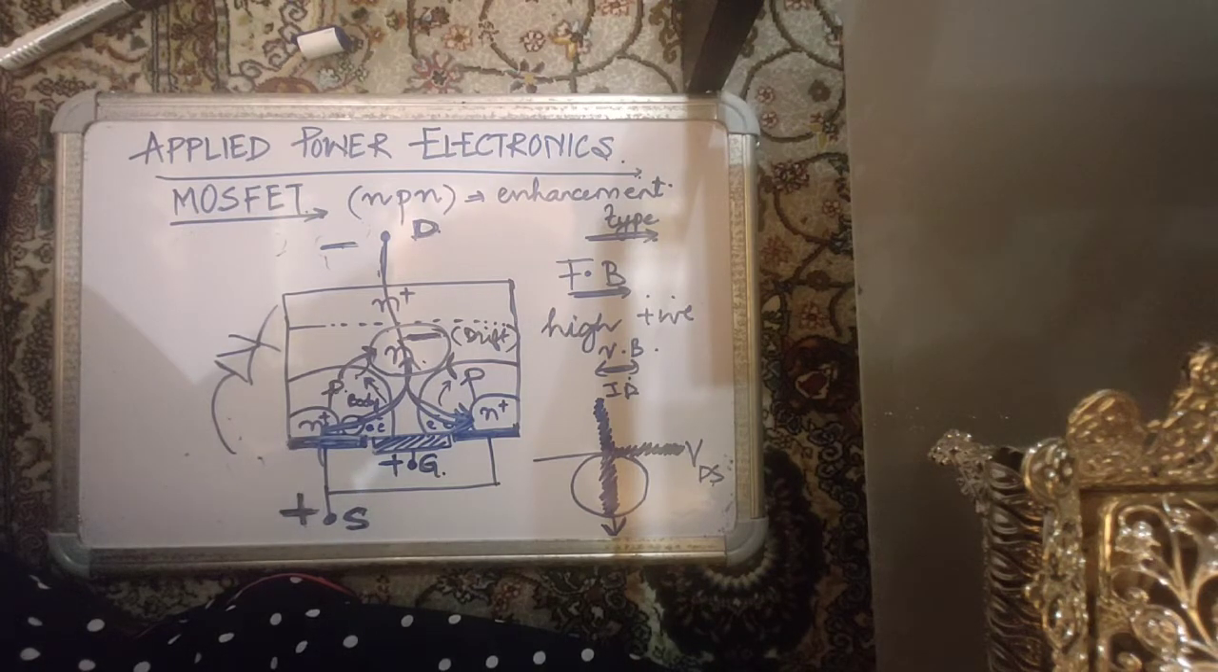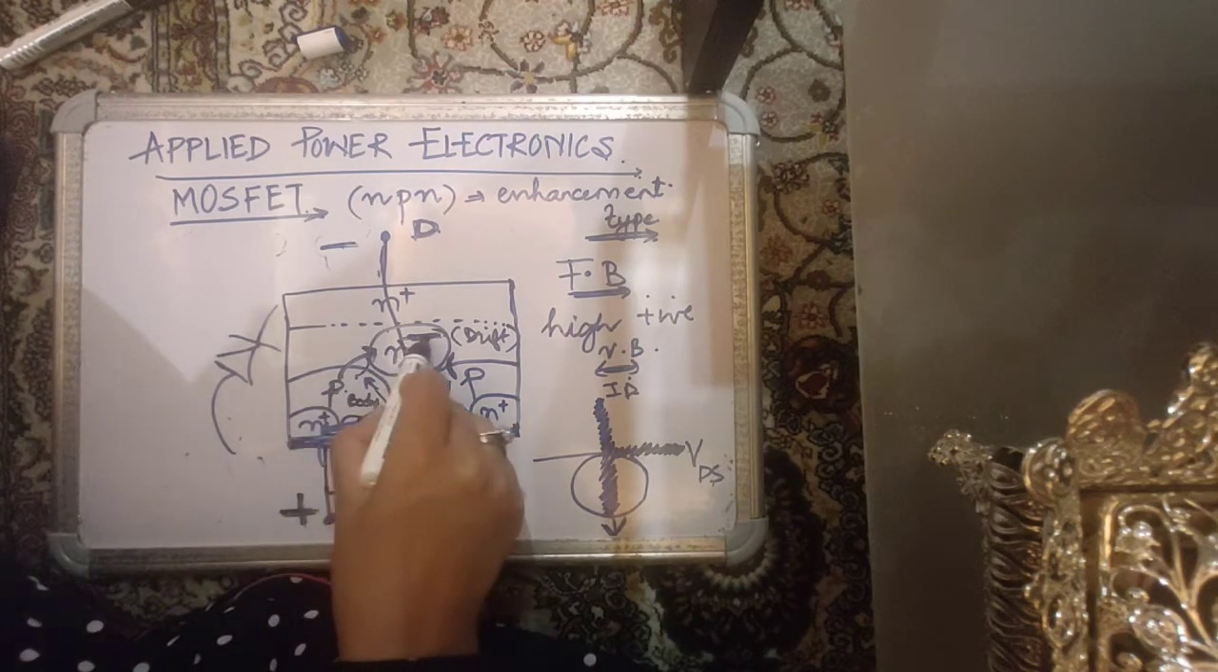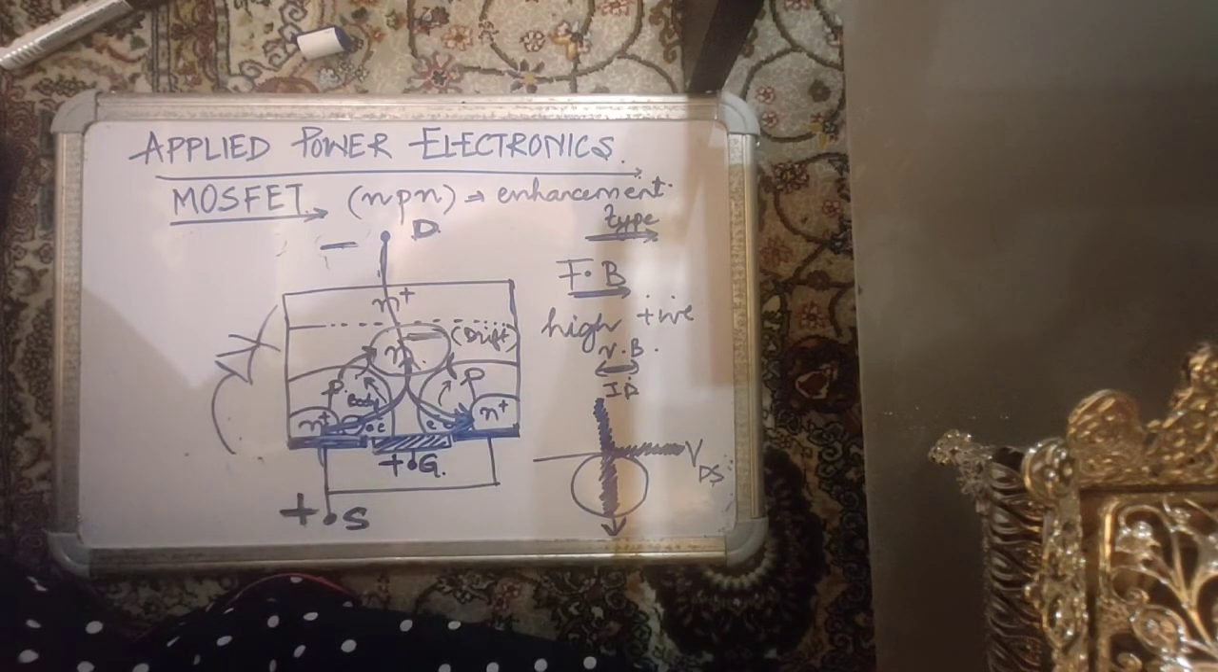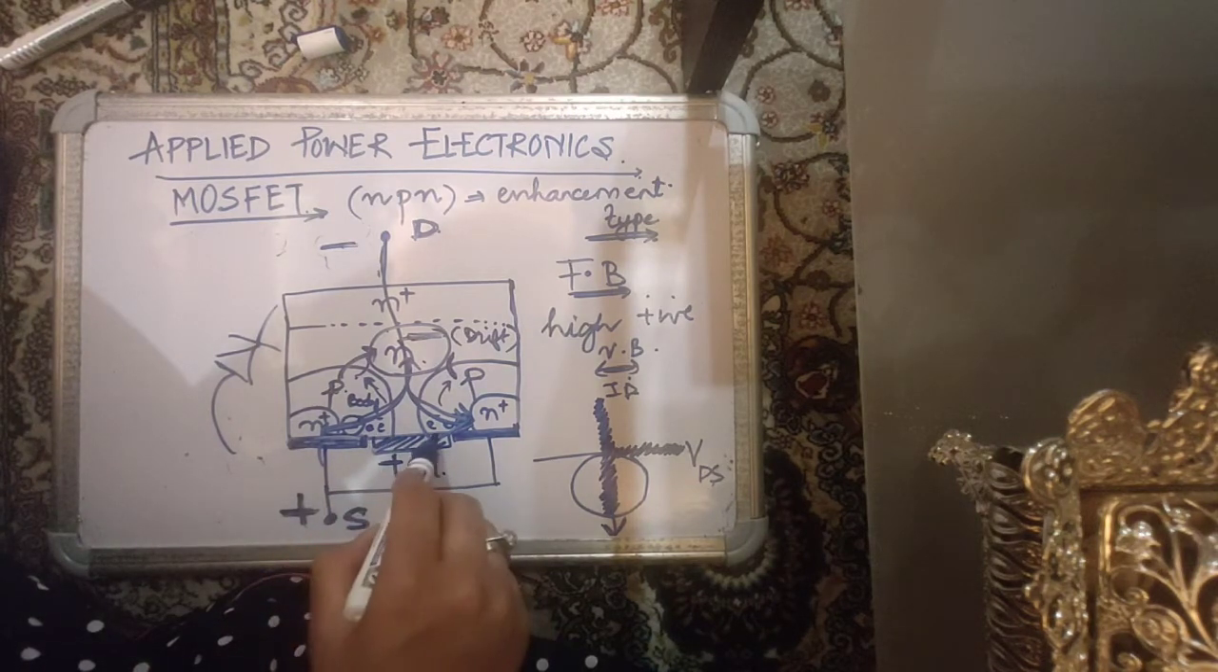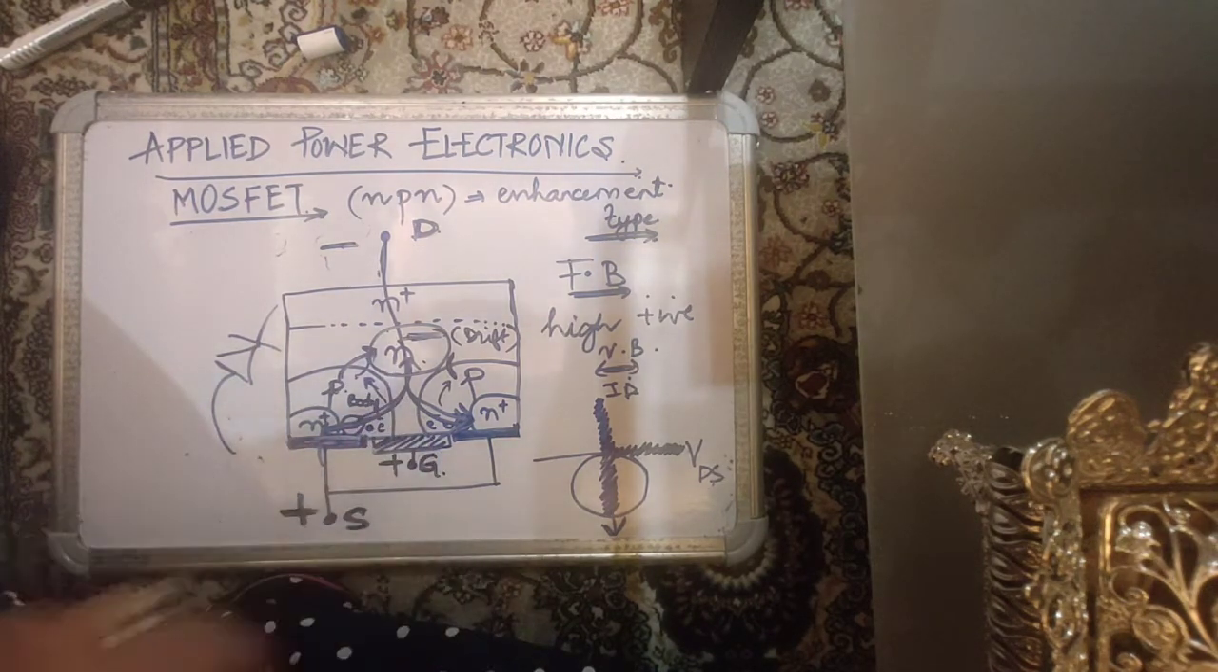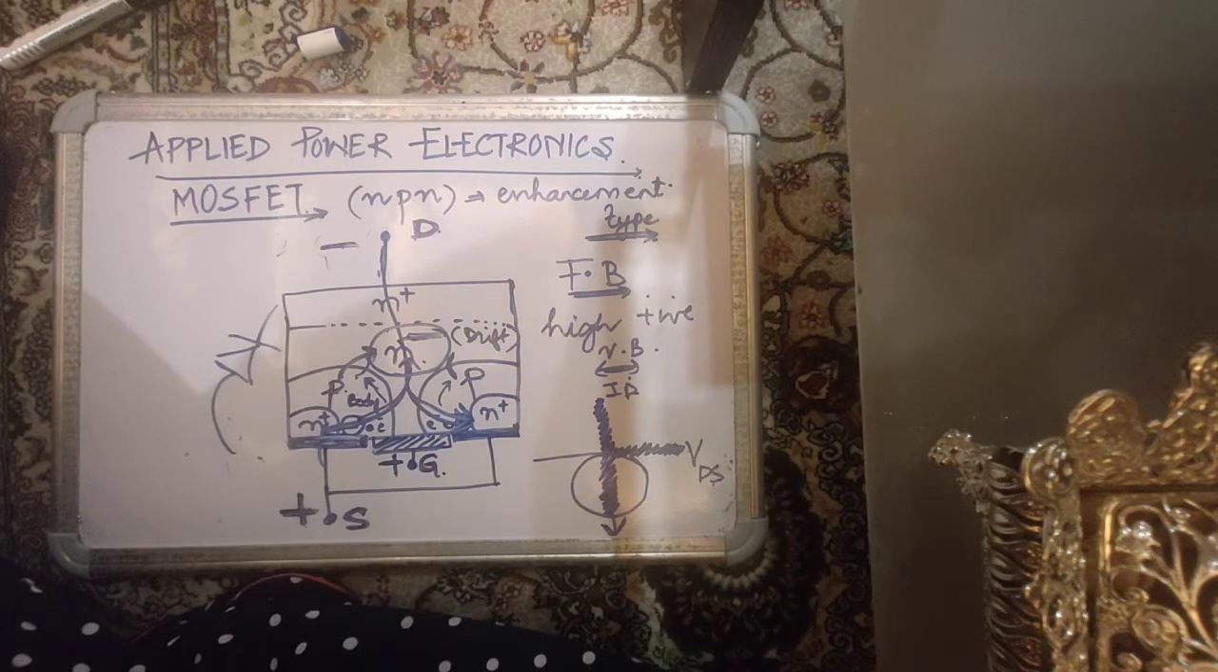They're very fast devices. So this was about a power MOSFET, where we have an N minus region for increasing the voltage blocking capability, and to give control to the device, we have a gate terminal which helps us in setting up an N channel for the device conduction.